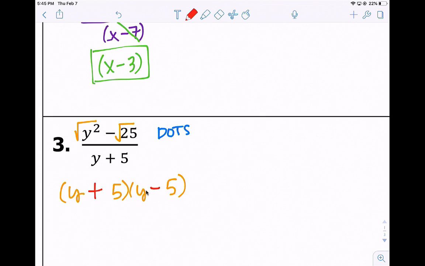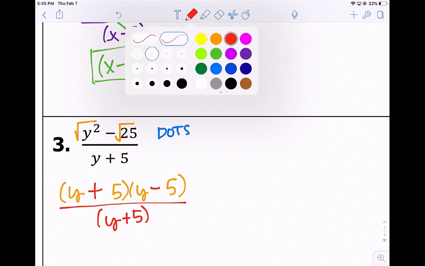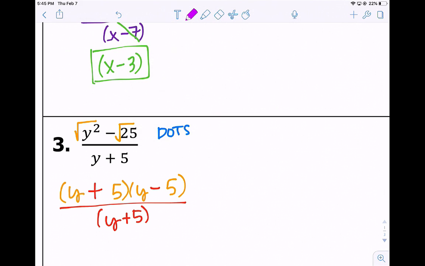Again, this is a difference of two squares. This is a difference of two squares. This is how you factor that. We're going to divide that by the y plus 5 that was already there. Again, you could still tic-tac-toe this. No harm in doing that, except it just takes time.